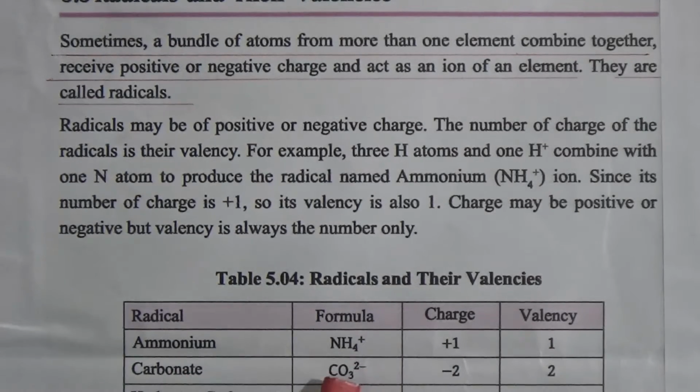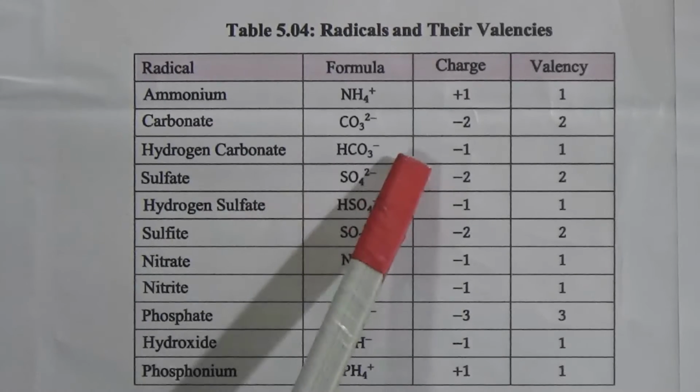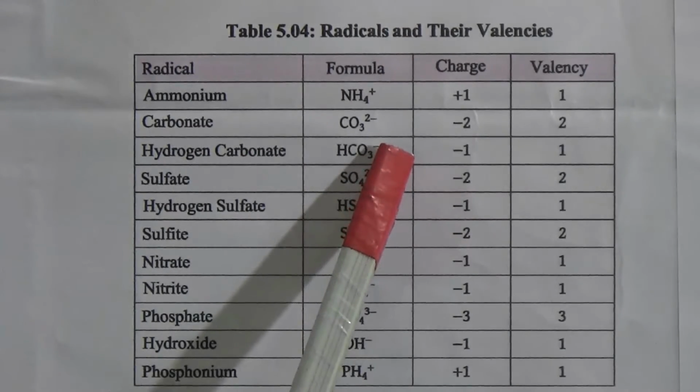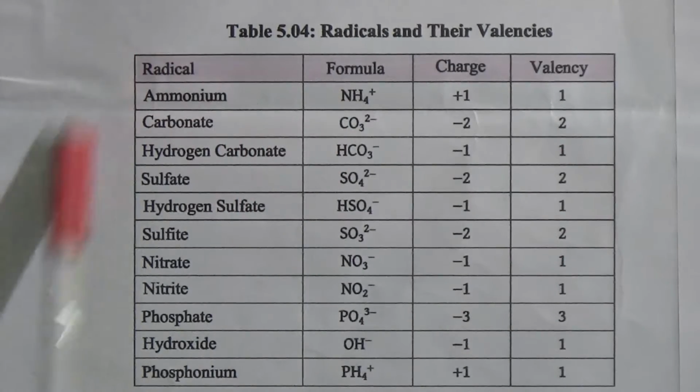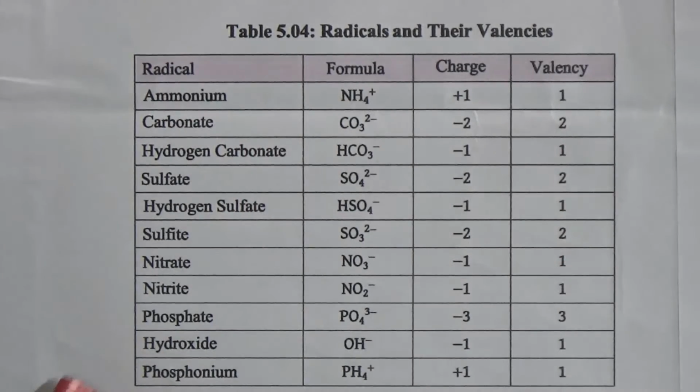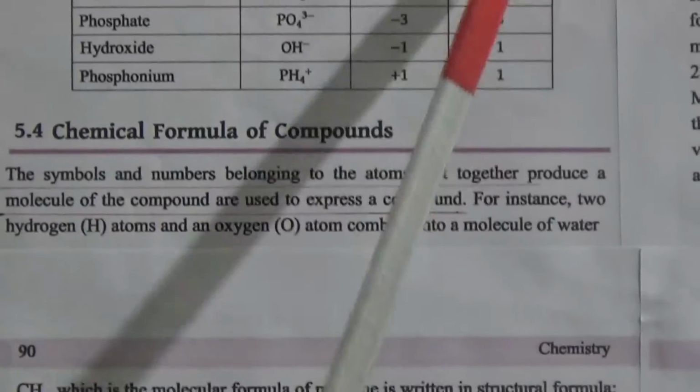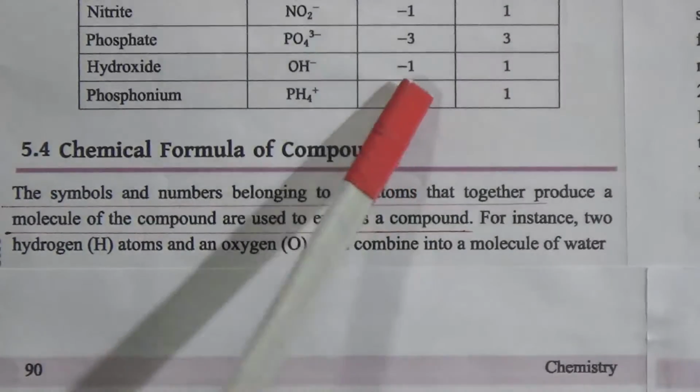Carbonate is CO3 with 2 minus, which shows the valency is 2 and its charge is -2. Hydrogen carbonate is HCO3 minus, which means the charge is -1 and the valency is 1. You have to memorize this radical group for your MCQ. This part is very important. The last one is phosphonium, PH4 plus, which means the charge is 1 plus and the valency is 1. This charge is important for your MCQ.